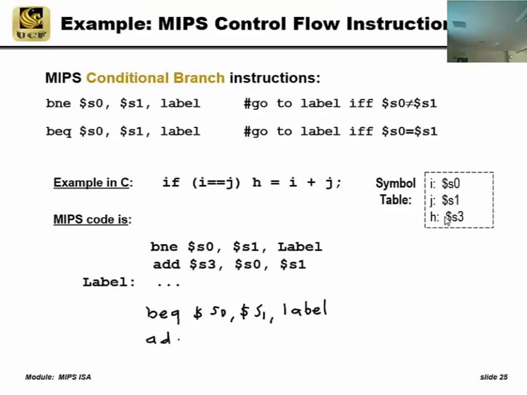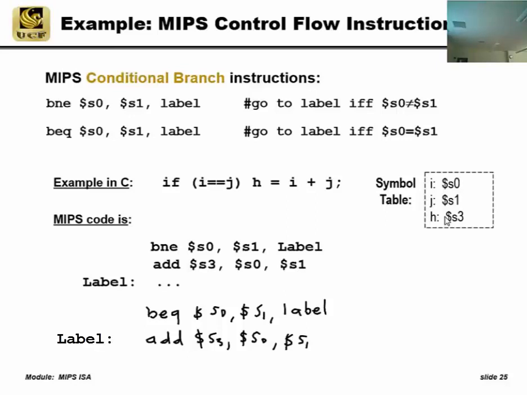And here's my add. S3. Why S3? Because we want the output to go into H. That's dollars S3, dollars. What are we adding? I and J. S0, S1. These get added and put into S3.